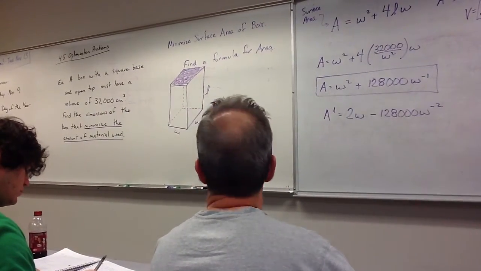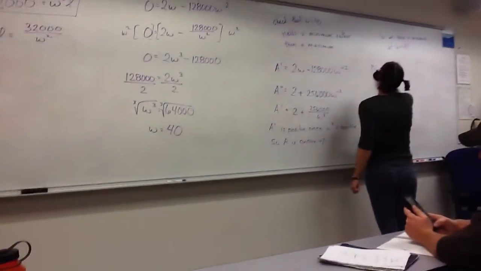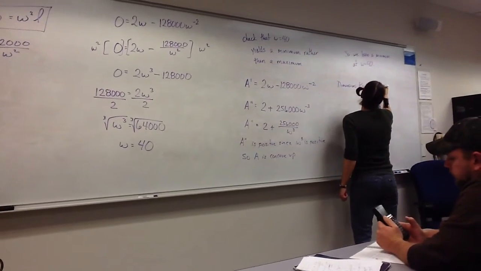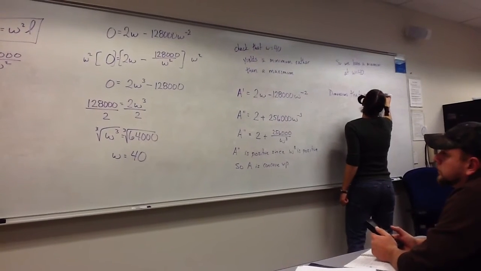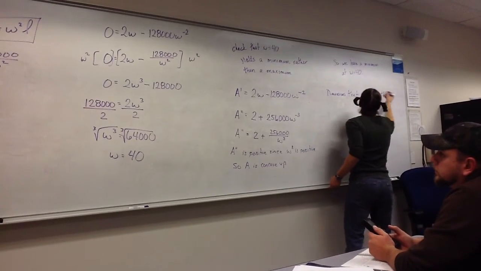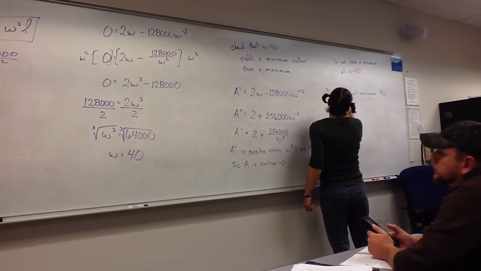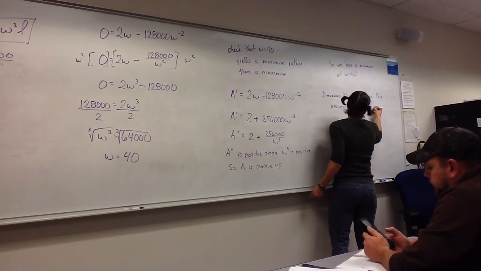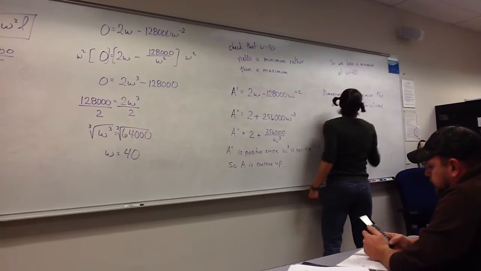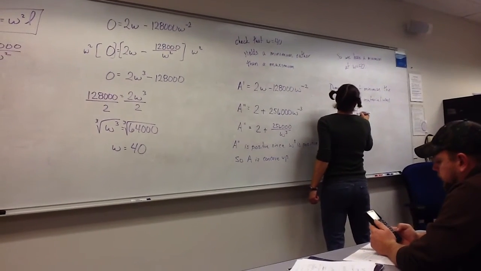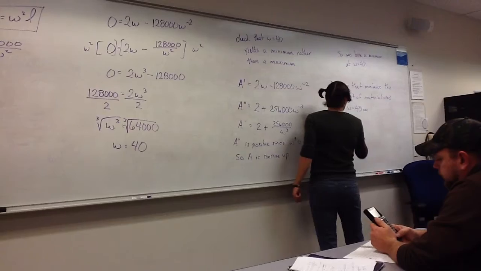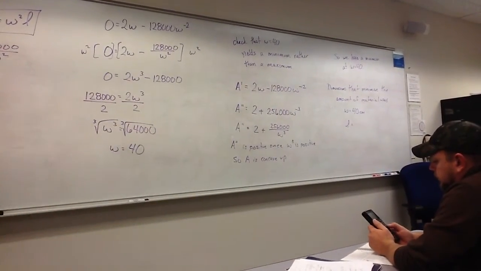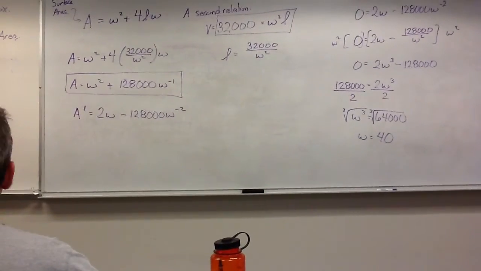So our dimensions that minimize the amount of material used, those dimensions are W is equal to 40 centimeters and L, well, how can we figure out L?